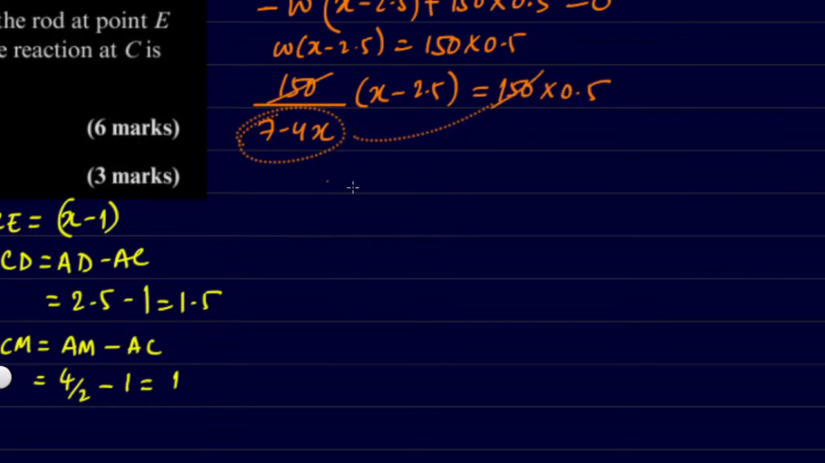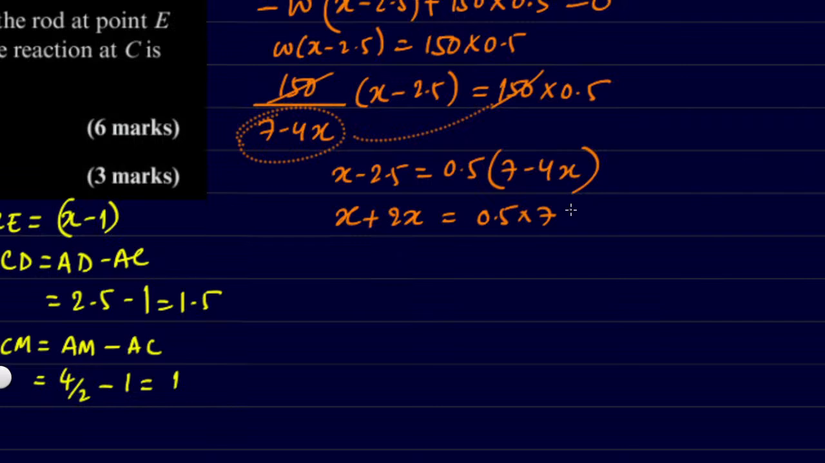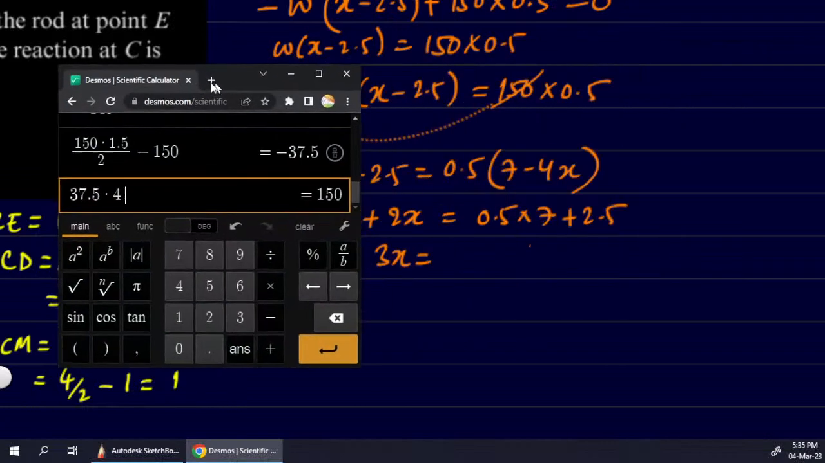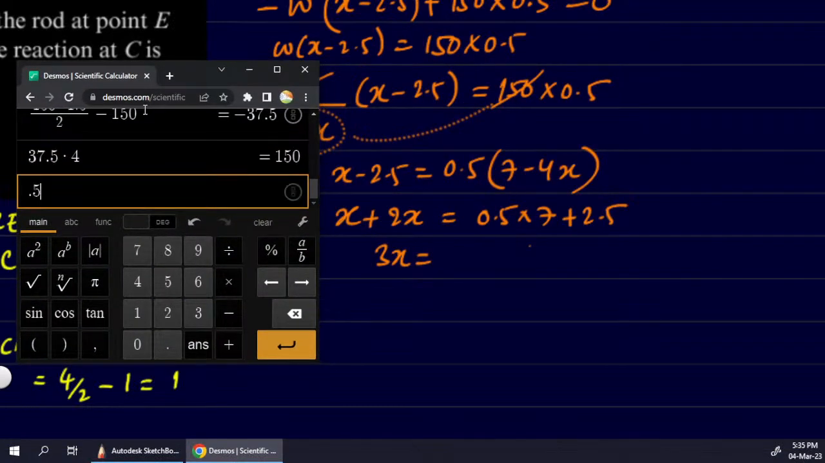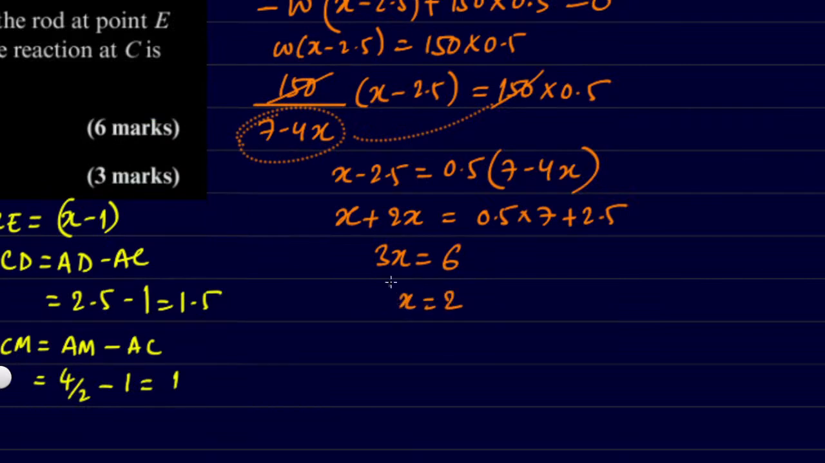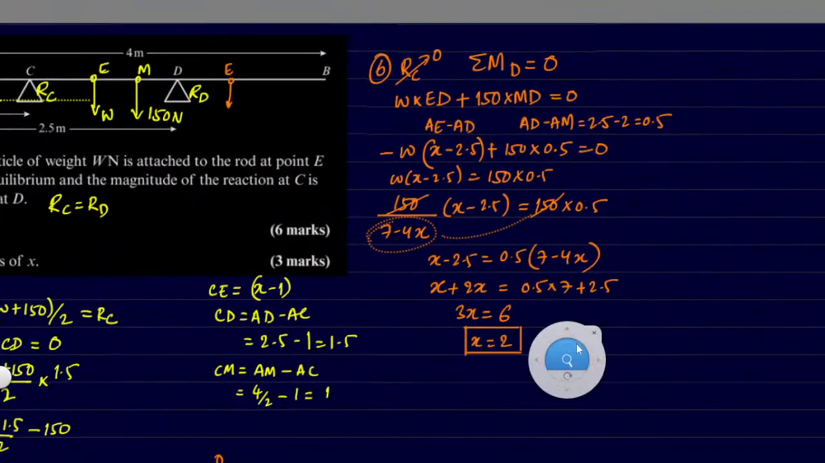So this 150 cancels. X minus 2.5 equals 0.5 times 7 minus 4x. So x plus 2x equals 0.5 into 7 plus 2.5. So 3x equals this, that is 6. So x value is 2. Okay. So first value of x we got.